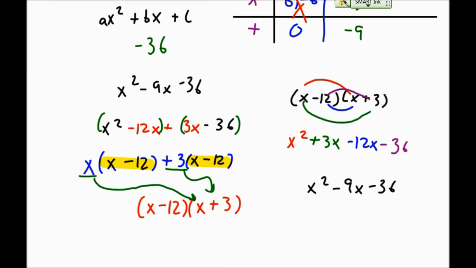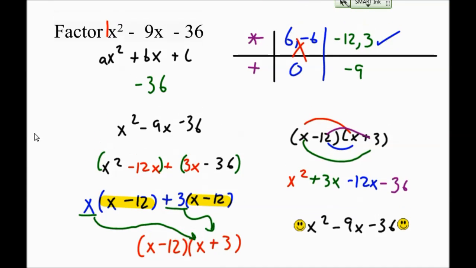And we need to say something, because we worked hard on that one. There we go, some smiley faces to brighten your day. And so there we go, x minus 12 times x plus 3 is the same thing as x squared minus 9x minus 36. It's just factored.